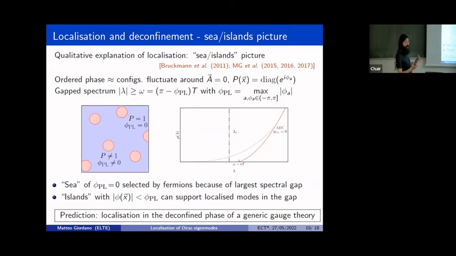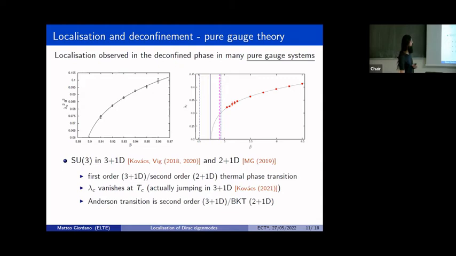And this is what has been verified in several systems. Here on the left, you see pure gauge SU(3) in 3+1 dimensions. This is in 2+1 dimensions. This is the position of the mobility edge. And as you decrease the temperature, the localized region shrinks, and the point at which it vanishes is compatible with the critical temperature, both in 3+1 and in 2+1 dimensions.